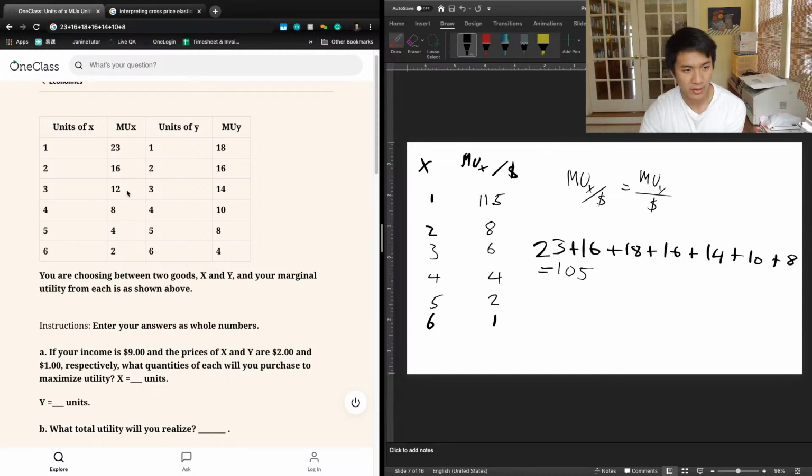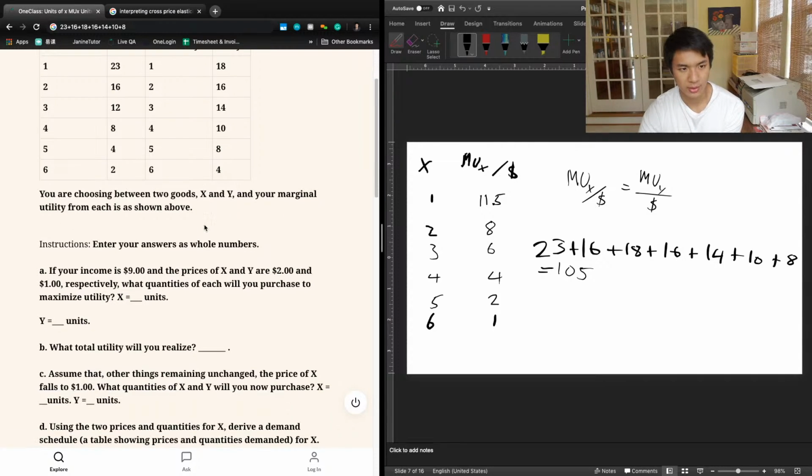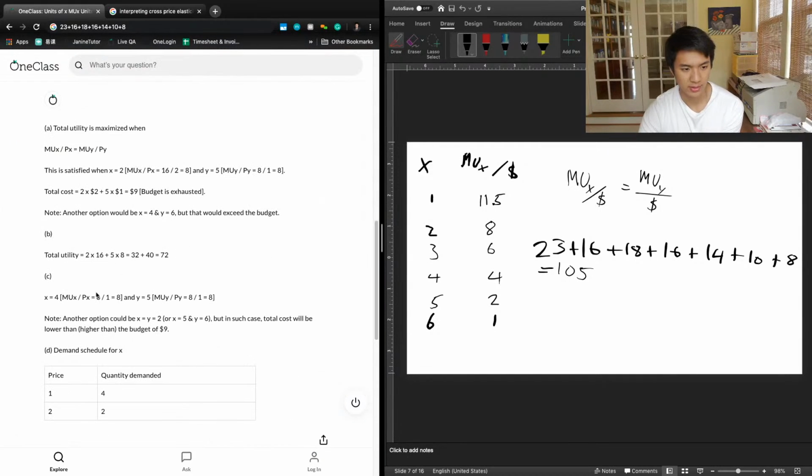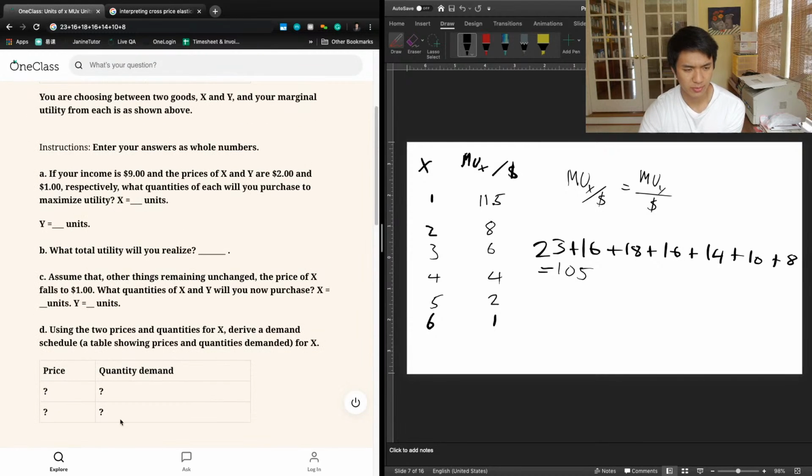So the final answer for us should be 4 units of good X and 5 units of good Y, because we finally, again, found that utility maximizing point, where marginal utility per dollar is the same for both goods. So C says X equals 4, Y equals 5. Another option would be X equals 2 and Y equals 2, but in such a case, total cost will be lower than the budget of 9. And so that's going to be matched with what we said.